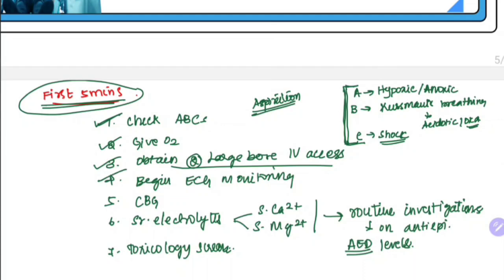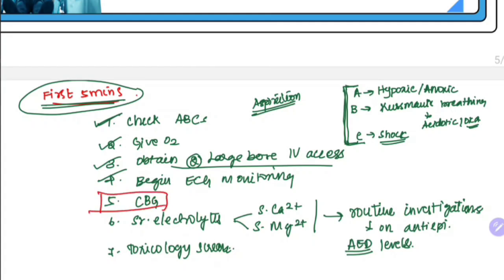Okay, so begin ECG monitoring also. It could be due to an arrhythmia which has thrown a clot that is blocking the blood flow to the brain, or any other ECG abnormality which is caught. Okay, so that is very important. Begin ECG monitoring.